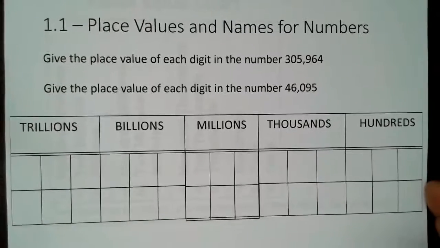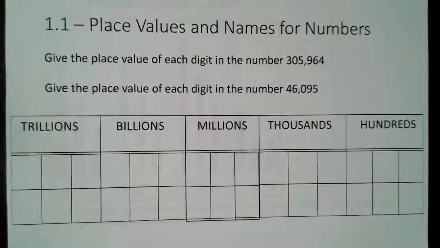The first thing the book talks about is place values and names for numbers. So some of this might just be review for you. Please just listen anyway. There will be a secret word sometime in the recording, so make sure that you look out for it.